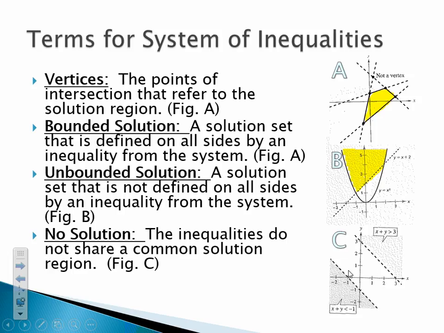And there's no solution set, so there's nothing to bound it anyway. We can see this line is shaded below, this line is shaded above. They share no common solutions, therefore that would be a no solution problem. Okay? All right, let's just jump into a couple of examples here real quick, and we'll show you how this works, and I think you'll find it to be pretty simple.